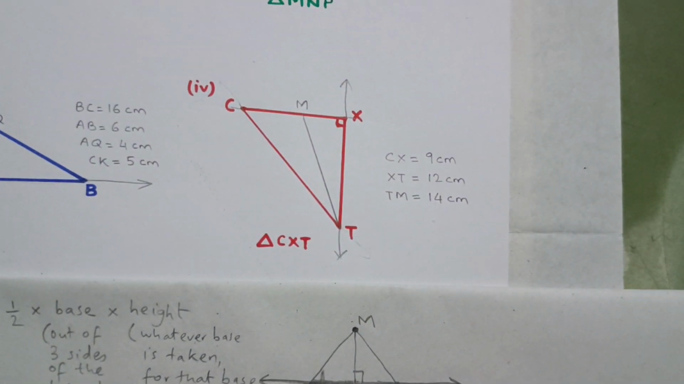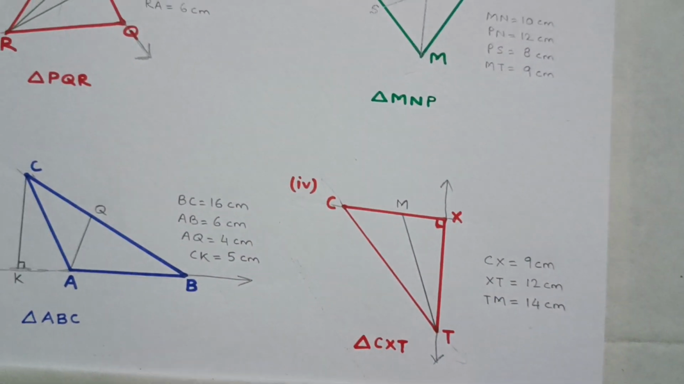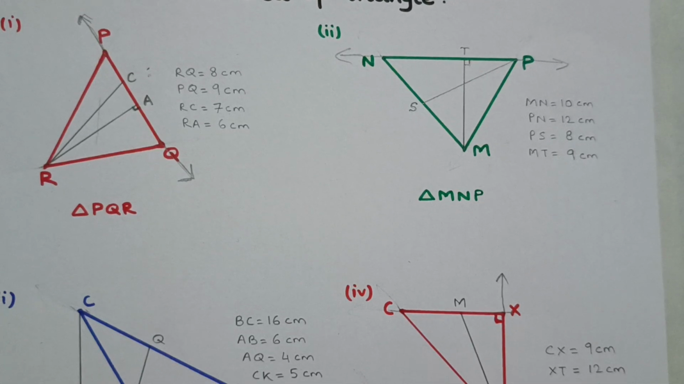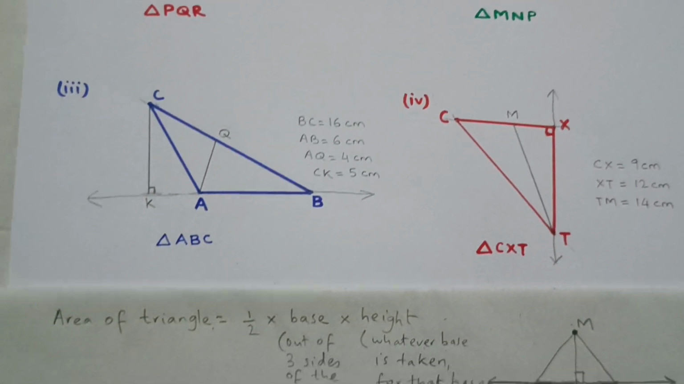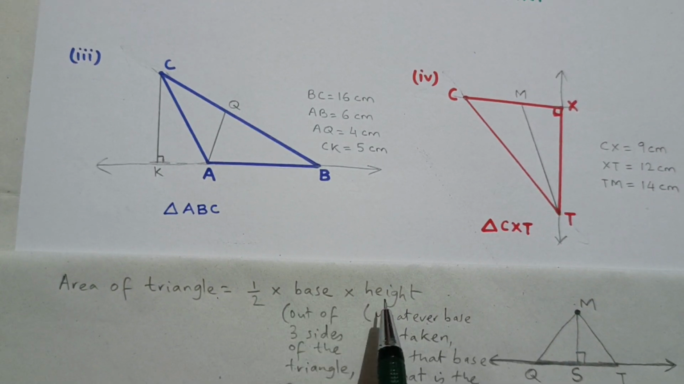And with that we have solved question number 4. So this is how you can find the area of a given triangle by using the formula half into base into height.